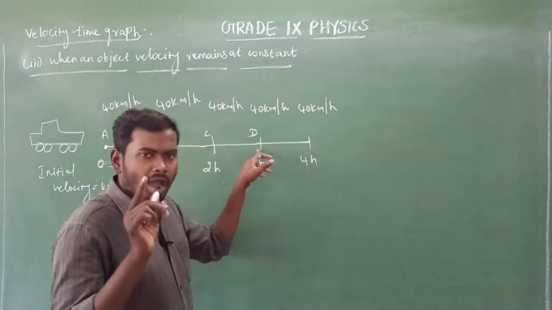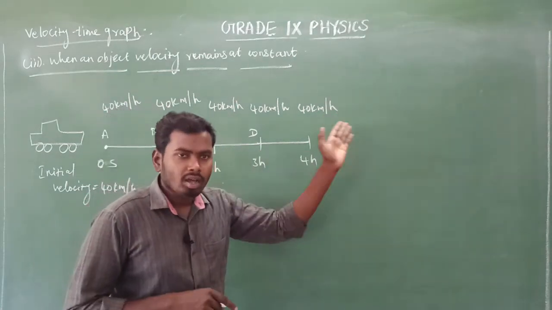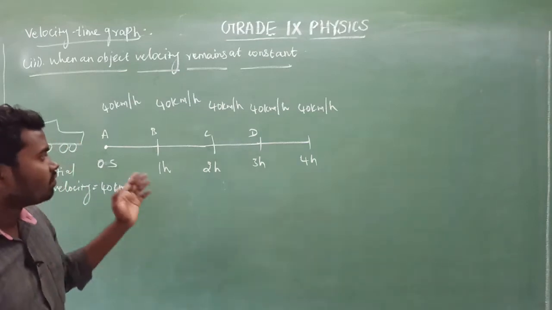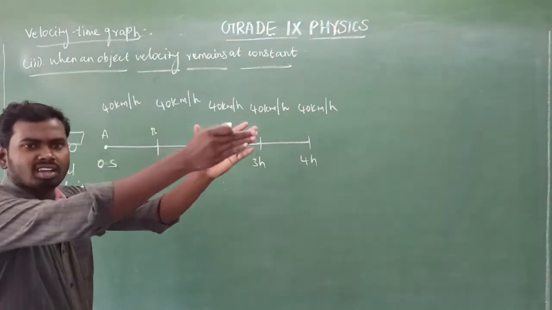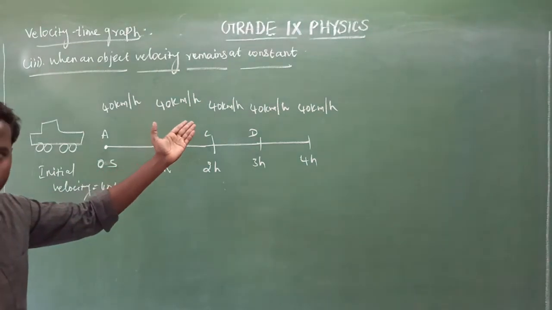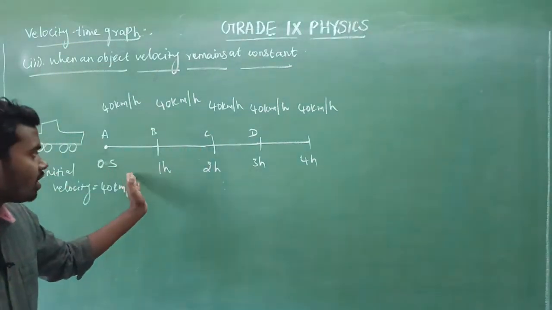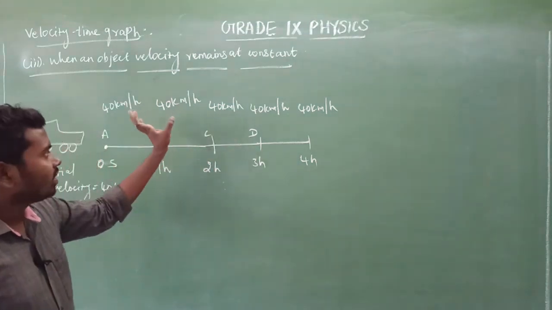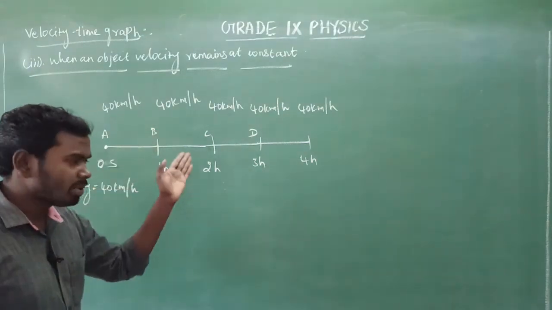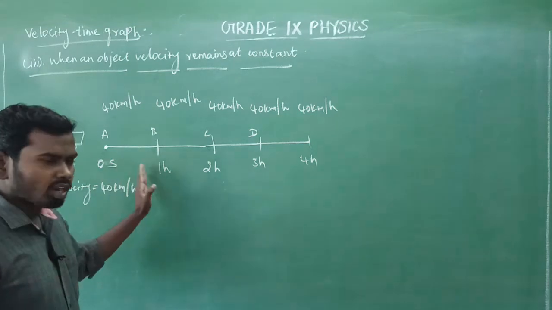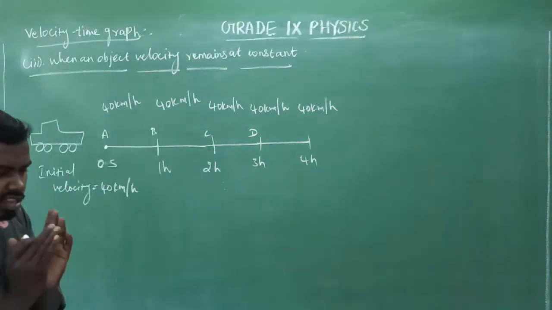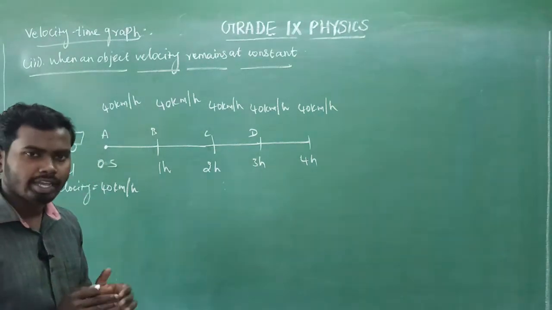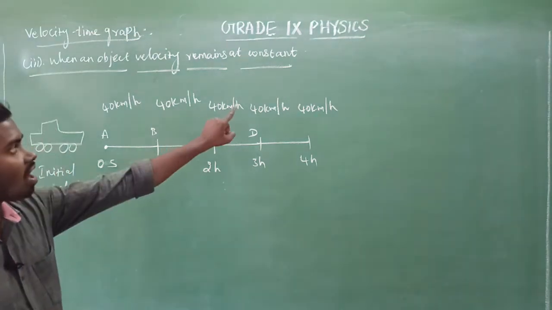From point D, in the next 1 hour, again the car velocity remains the same. So whatever the time, the velocity of the object remains the same, remains constant, that is 40 km per hour. There is no change in velocity. The time intervals are equal: first 1 hour, second 1 hour, third 1 hour, fourth 1 hour, and the velocity of the object remains the same. There is no change in velocity of the object. That is called constant velocity.